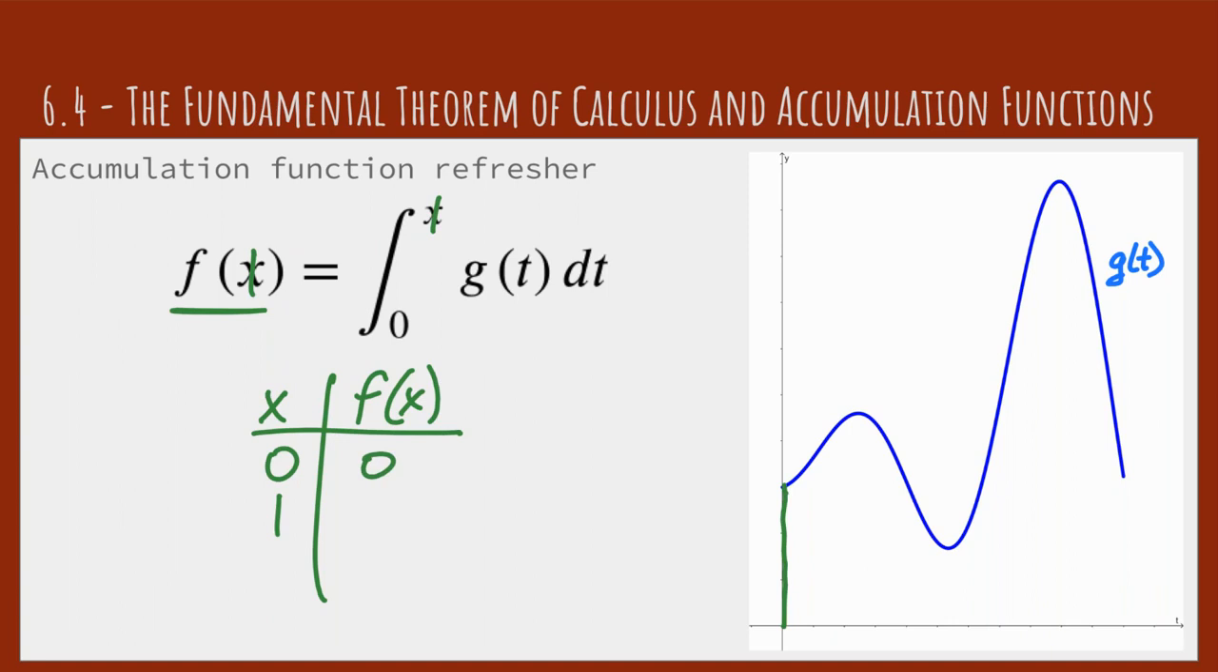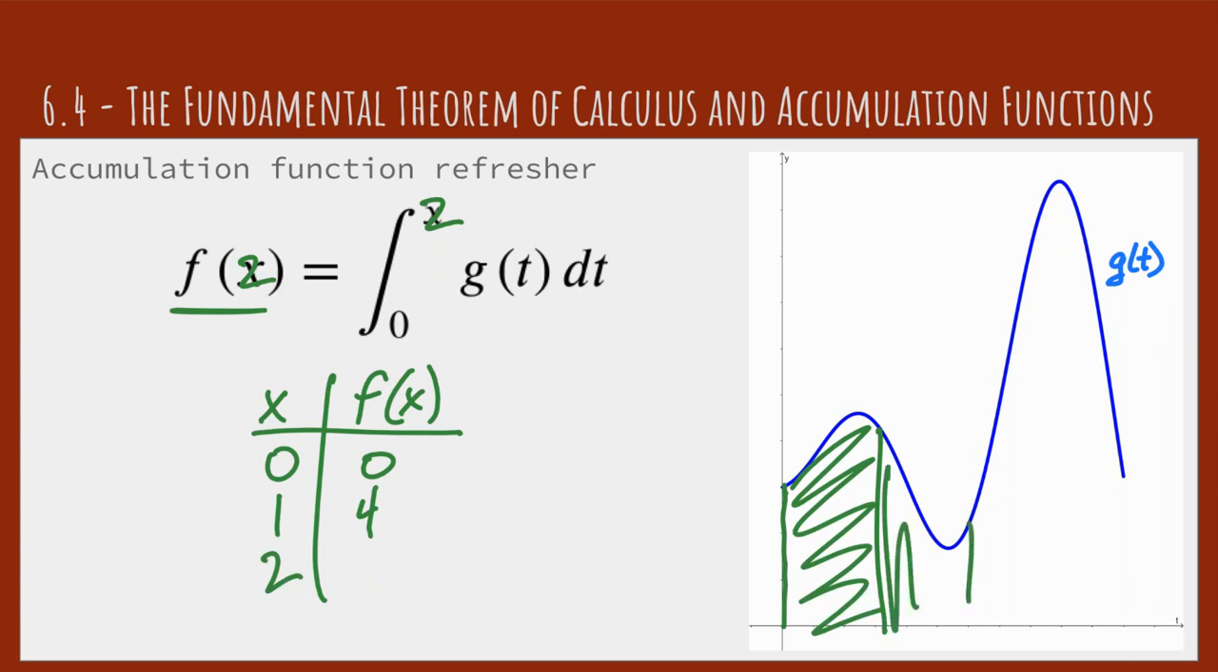But if we plug in 1, that's going to be, say, the area between 0 and 1, which is going to be some value. That area is above the x-axis, so it's going to be a positive area. If we plug in, say, 2, then we're going to have an area that looks like this. Notice that that area is bigger. So f of x should be bigger than 4 at this point. Let's say it's 7 now.